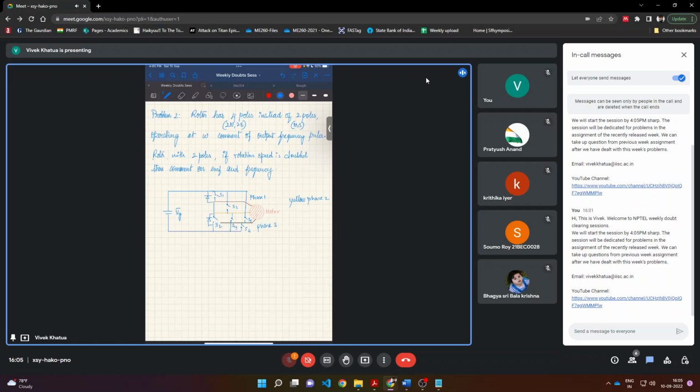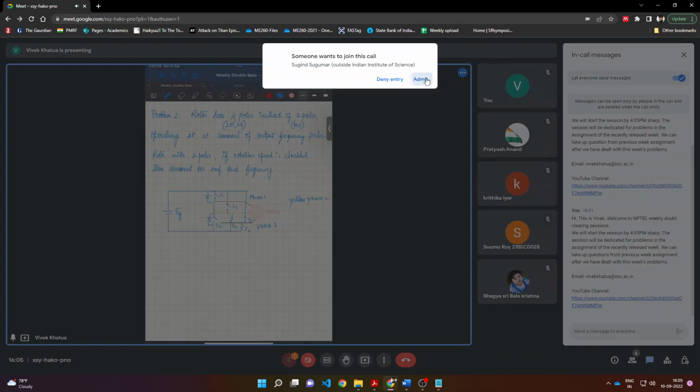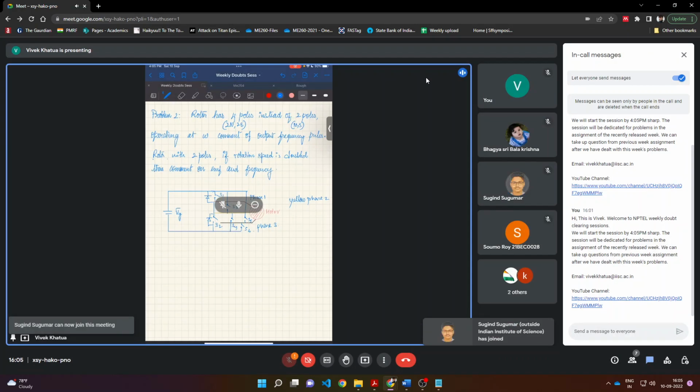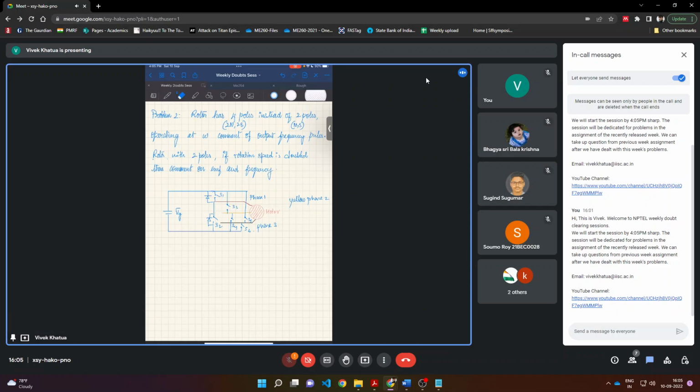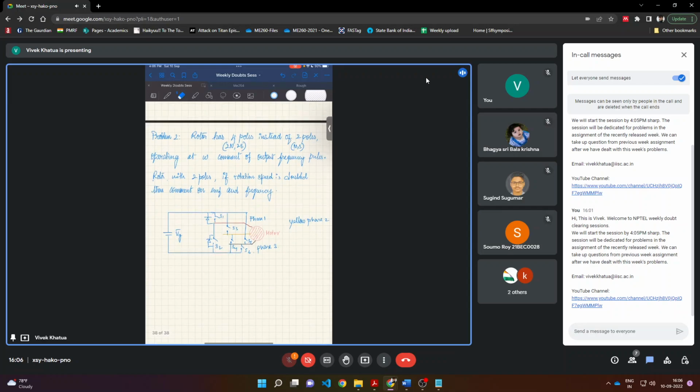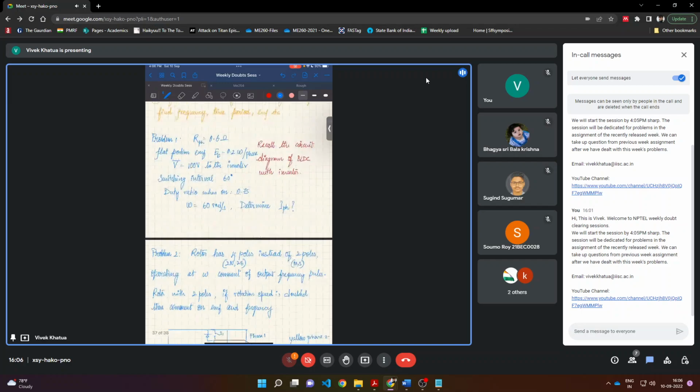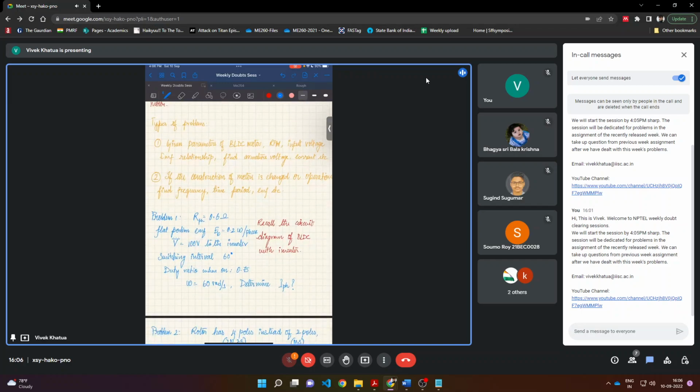All of these switches do have a diode, right? I've not indicated it here, but it is understood. So problems will be asked around the circuit and motor, right? So this is the circuit. There are two types of problem given in this assignment.